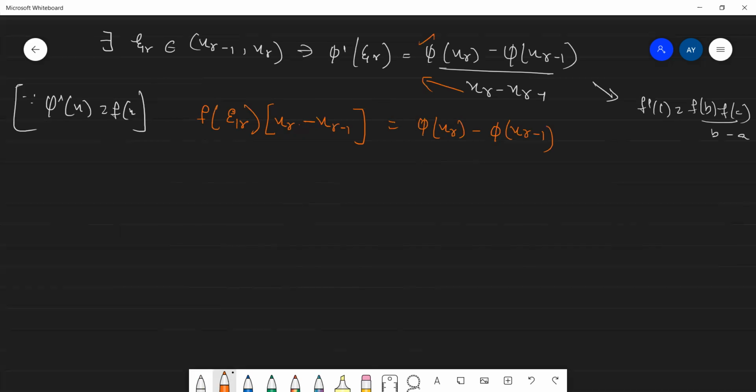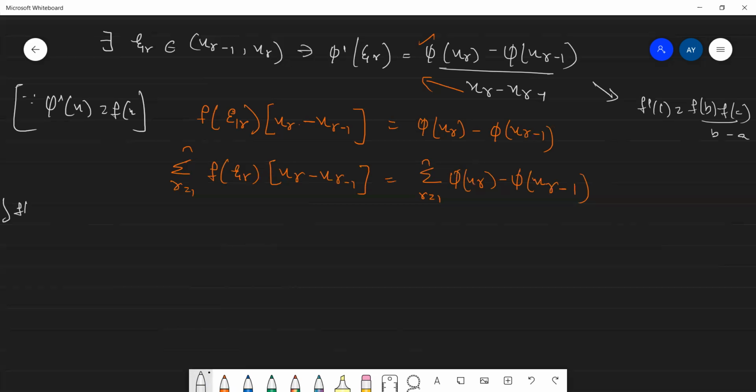We have to add summation on both sides, that is, multiply summation on both sides. So if you multiply summation, what do you have? Summation r = 1 to n of f(epsilon_1r) into (x_r - x_{r-1}) equals summation r = 1 to n of phi(x_r) - phi(x_{r-1}). Okay, now what do we have to actually prove? Integral f(x) dx equals limit norm p tends to 0 of the summation. This is what we have to prove.